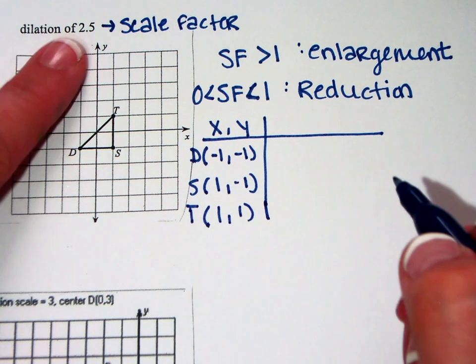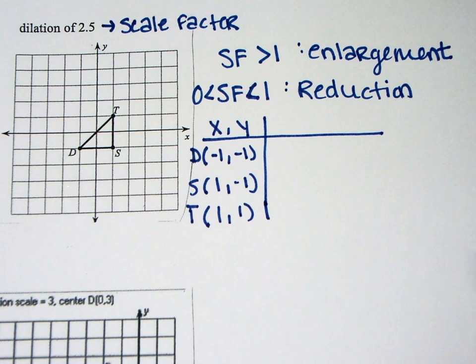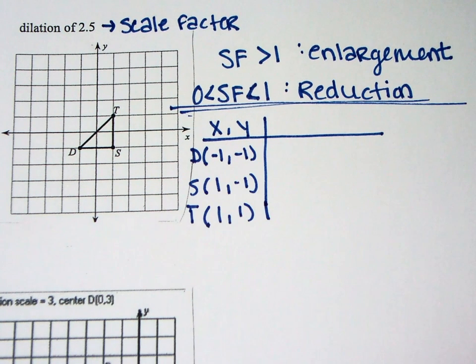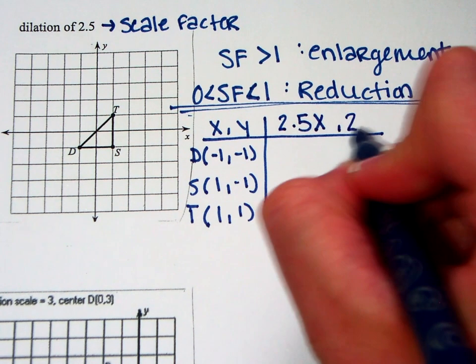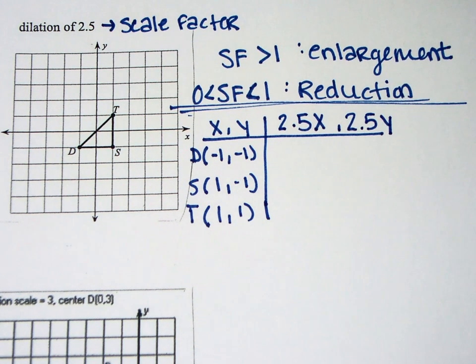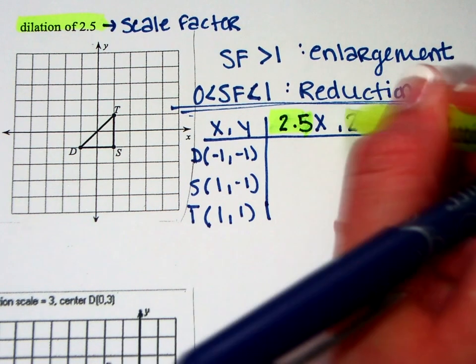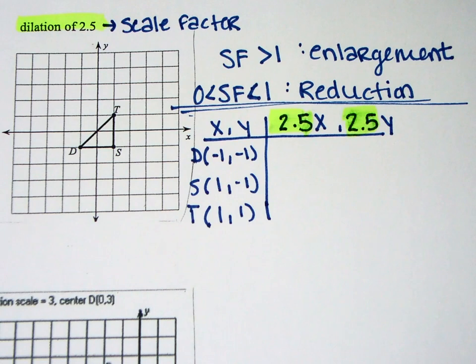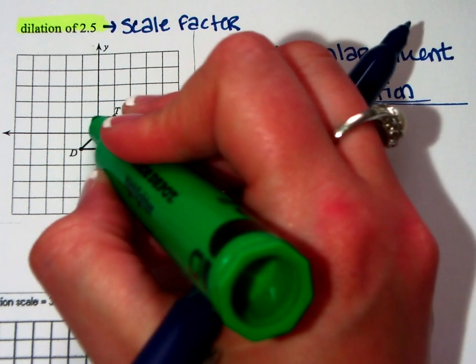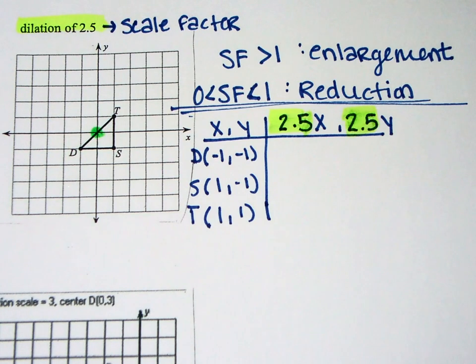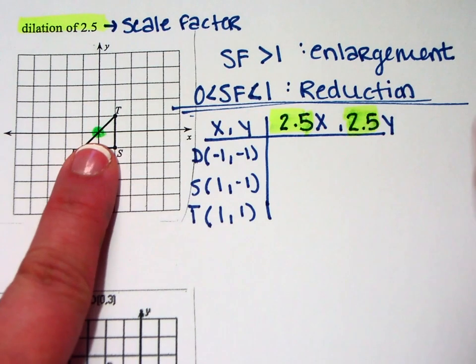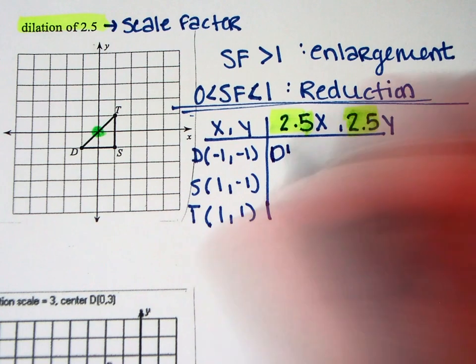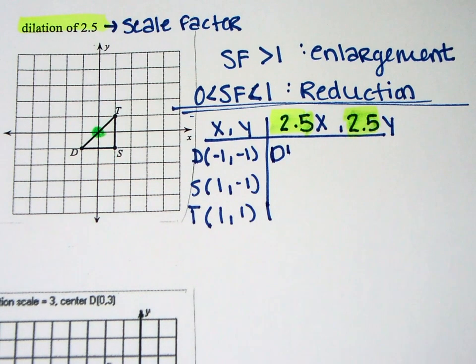Now, my scale factor is 2.5. All I do for scale factor is I multiply. So I'm going to do 2.5 times x and 2.5 times y. All we're doing is we are taking the scale factor and multiplying it to x and to y. And in this kind of problem, I am dilating about the center, about the origin. So that means my shape is going to get bigger or smaller about this point. All I'm going to do is multiply all of my values, every single number, by the scale factor.